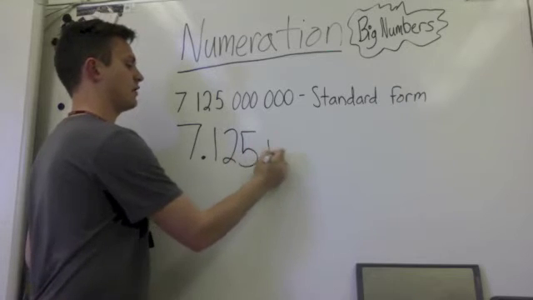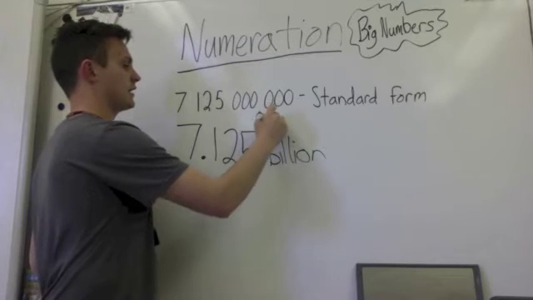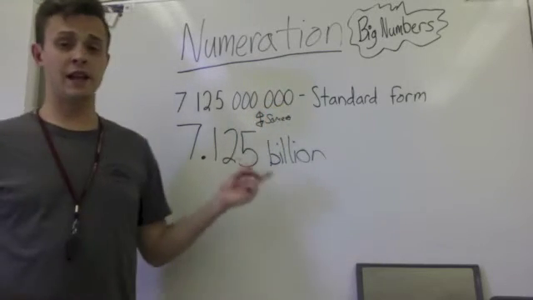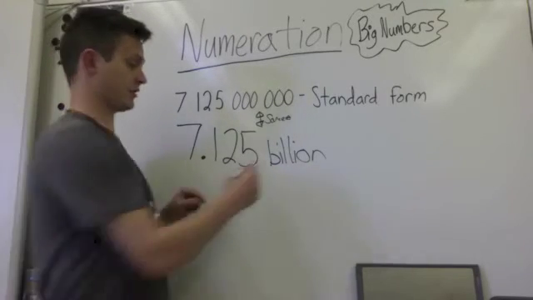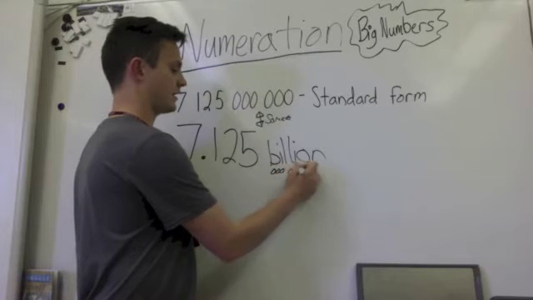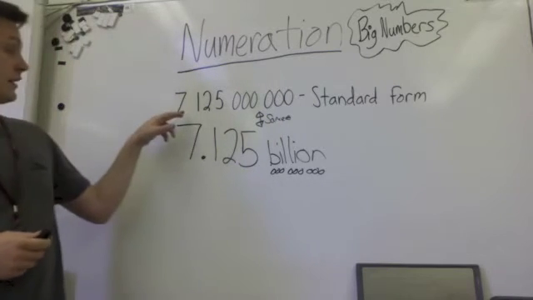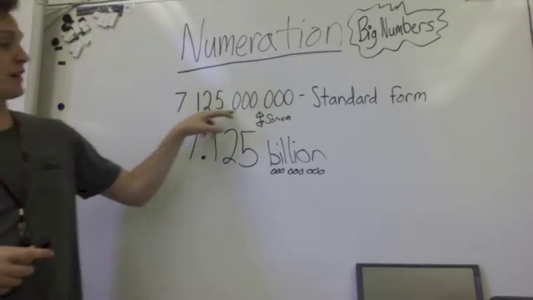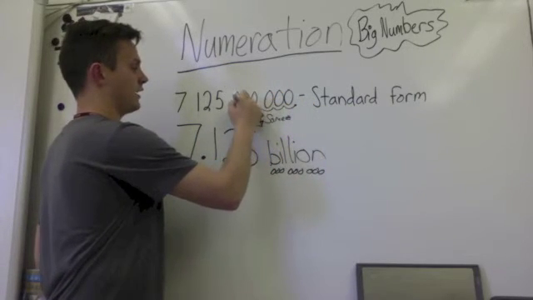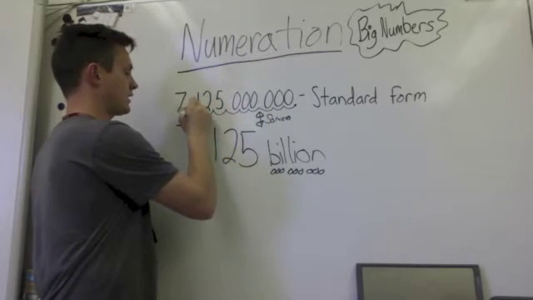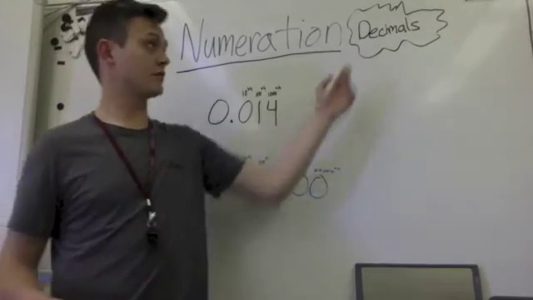7.125, and then it would have the word billion. Now these two things mean the exact same thing, and it's because this word billion means 9 zeros. It means 1, 2, 3, 4, 5, 6, 7, 8, 9 zeros. So you could either have it written like this, 7,125,000,000, or you could move your decimal 9 places and name it 7.125 billion.